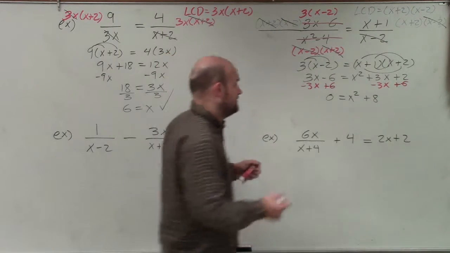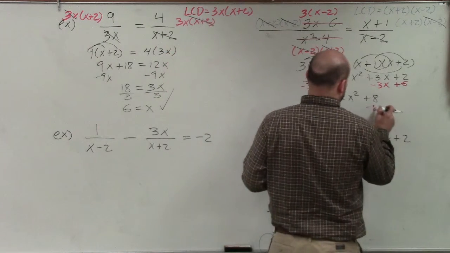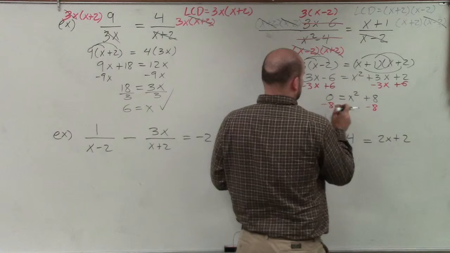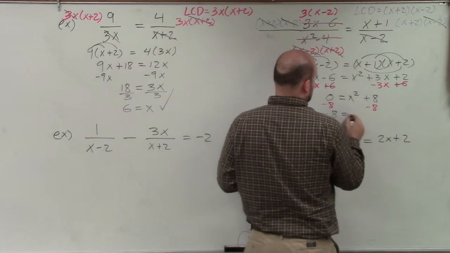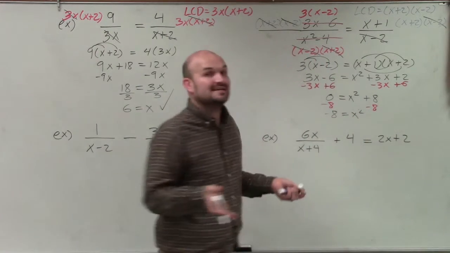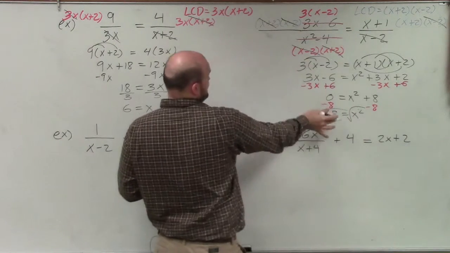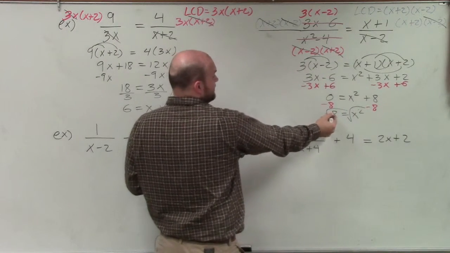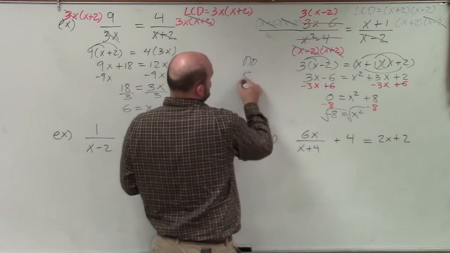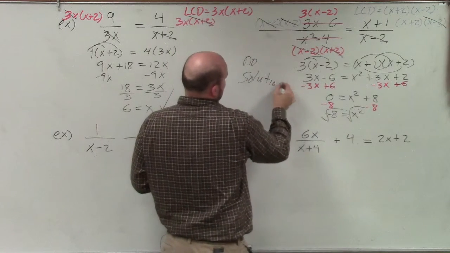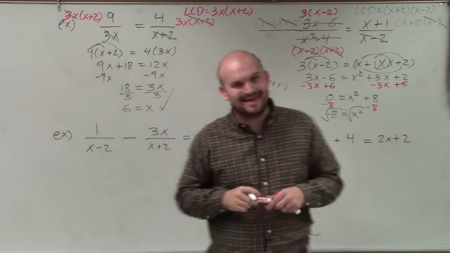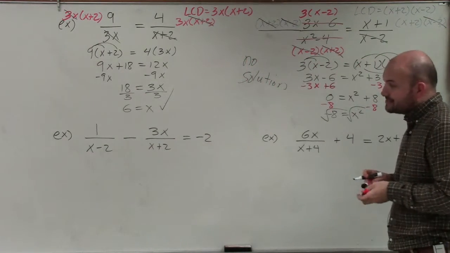So therefore, again, if I go ahead and solve this one, I'll subtract 8. I guess I did get that answer. Negative 8 equals x squared. Well, I cannot take the square root of a negative number. So therefore, in this example, since you can't take the square root of a negative 8, this one has no solution. That's it. All right, so now let's get into the next one.